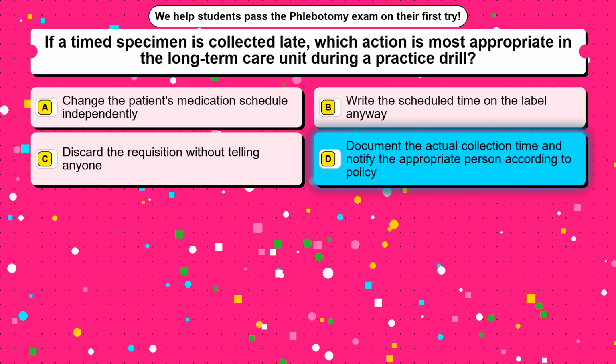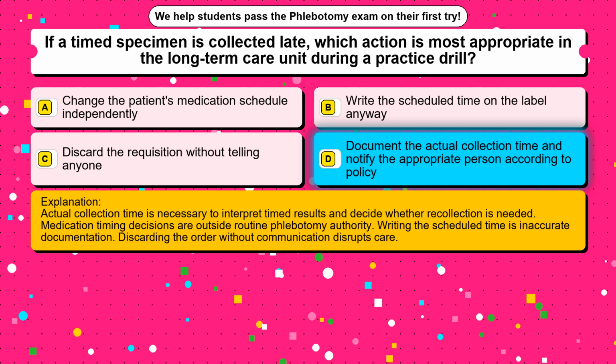The correct answer is option D. Document the actual collection time and notify the appropriate person according to policy. Actual collection time is necessary to interpret timed results and decide whether recollection is needed. Medication timing decisions are outside routine phlebotomy authority. Writing the scheduled time is inaccurate documentation. Discarding the order without communication disrupts care.